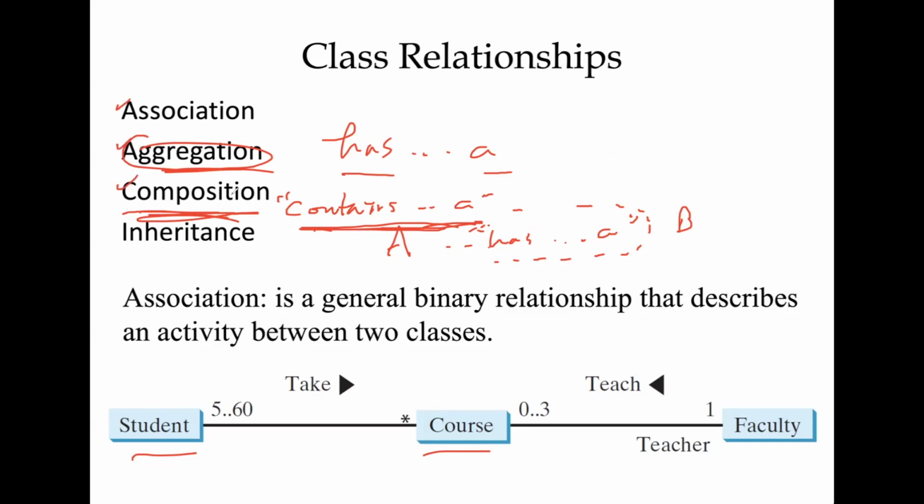Let's talk about inheritance. This one is definitely more advanced. This is what we call an is-a relationship. This is where one class inherits properties and behaviors from another class. We'll look at this is-a relationship through inheritance much later.